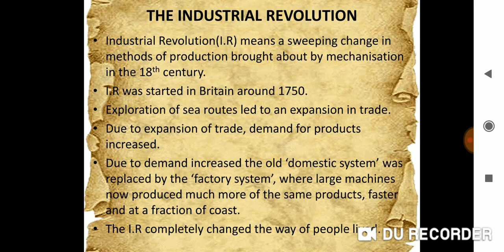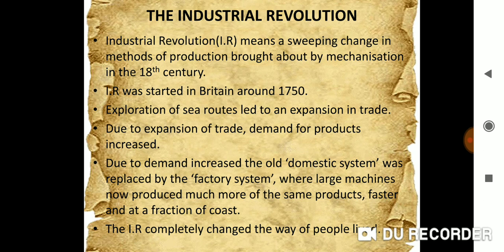Explorations of sea routes led to an expansion in trade. So Industrial Revolution happened. After the Industrial Revolution, expansion of trade happened. Why? Because Industrial Revolution means production increased. Production increased means surplus production. Surplus means extra.